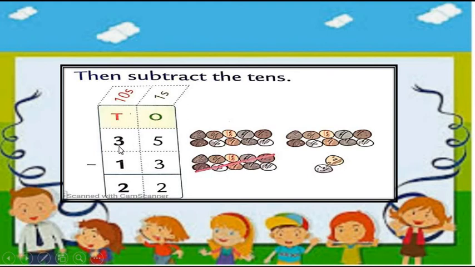We can say that 35 minus 13 is equal to 22. So we can say that there remain 22 stones on the ground. This was the understanding of double digit subtraction. Let's see some more examples to understand.